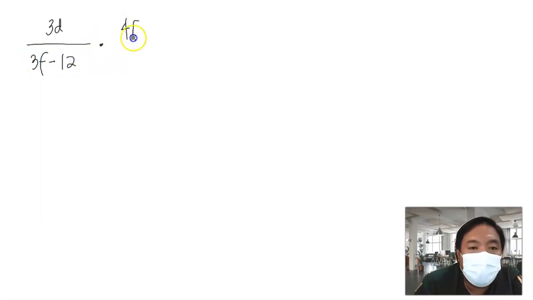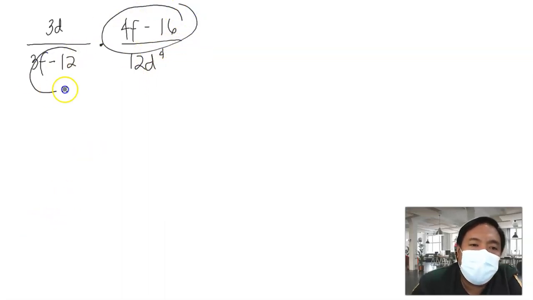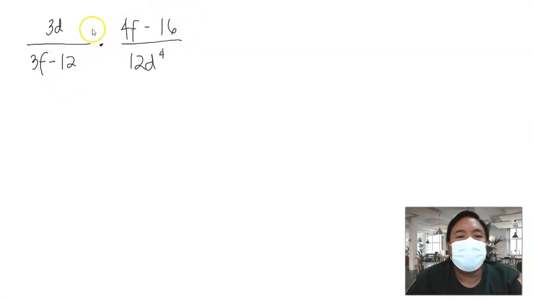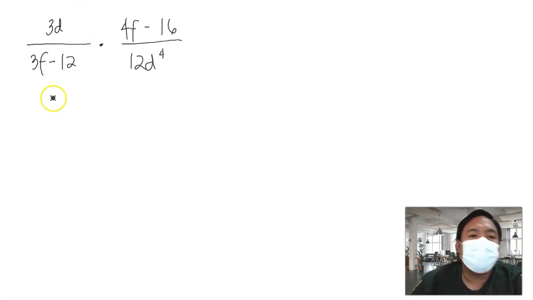Okay. So, what if we have this kind of given? We have 3d all over 3f minus 12 times 4f minus 16 all over 12d raised to 4. Paano po yan? Eh sir, meron na po itong may minus na rin po dito. So what we can do for that one is to start off with the factoring muna. Okay? So factor out muna tayo.